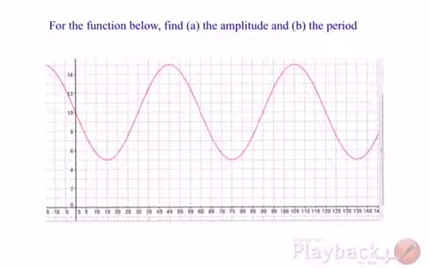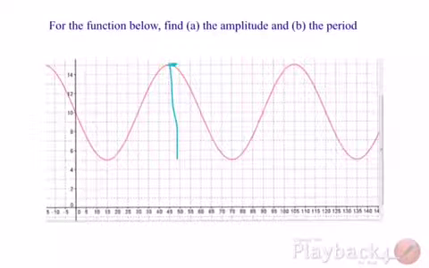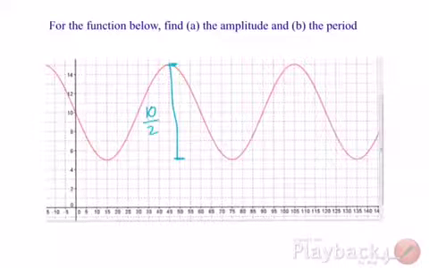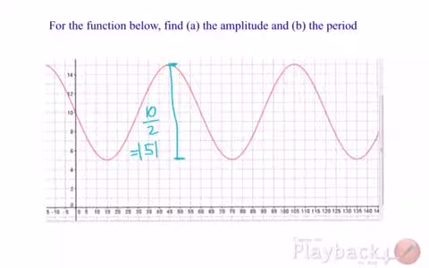Okay, for the function below, find A, the amplitude, and B, the period. So if I look at this graph, I can see it has a max value of 15, and it goes down to a minimum value of 5. So what I do is I find their difference, which is 10, and I divide it by 2. So the amplitude is going to be equal to 5, the absolute value of 5. And the period is every time it repeats itself. So here is where it starts.